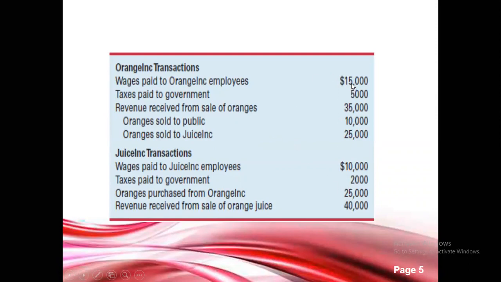First we should add the values of orange and juice incorporate, but there is a problem of double counting, right? This 35,000 includes the sale of Orange Incorporate to Juice Incorporate, which is 25,000. We have to subtract it from the Juice Incorporate transaction, then we add them. How do we do it? Let me write it somewhere so you can know what I'm telling you.